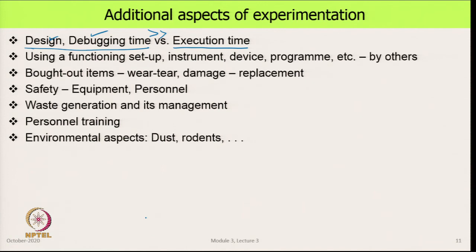When we are using a functioning setup, instrument, device or program which has been used by others or made by others, we got to be extremely careful. We should understand that device thoroughly, fully before putting it to use. Next, bought out items, there will be wear and tear and damage, and we may have to replace them. So, we should be clear about that. This is another real world thing. So, an experiment which is being conducted nicely in the execution phase, suddenly one thing goes bad, well, everything stops until you get a replacement and then go ahead.